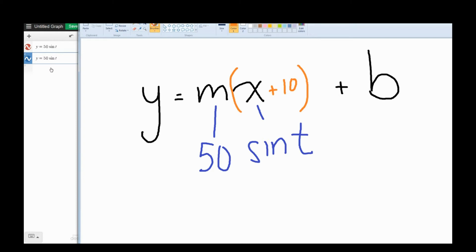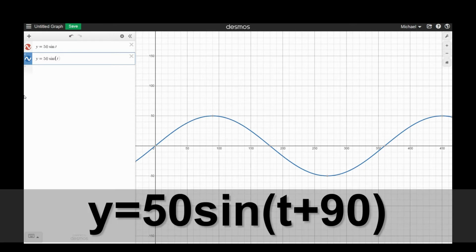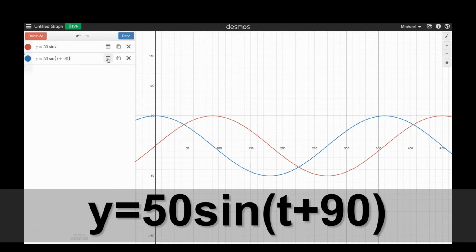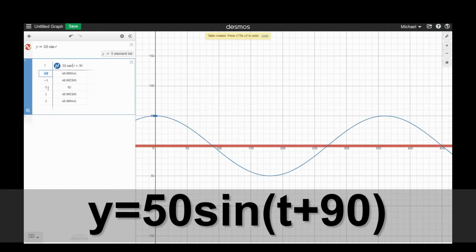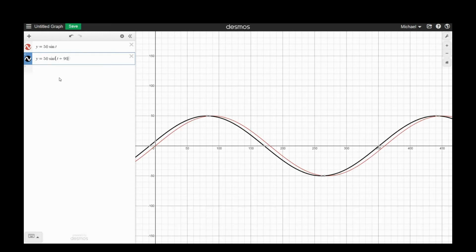So let's do that. Let's go in here and change that. Now we have to make sure the sine function continues to operate on the t. So we put it in brackets, and I'm going to go plus 90 and close those brackets. What has this done? This has simply gone ahead and shoved the numbers over. And then it erases it on me. So we'll do this again. 50 sine t plus 90.